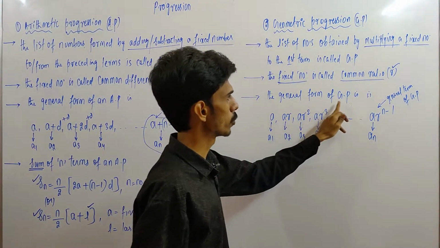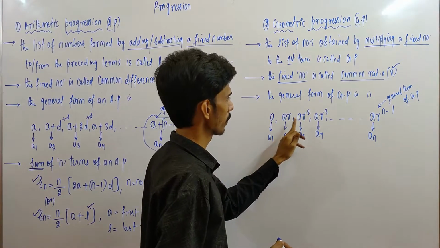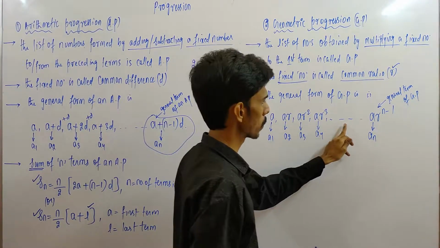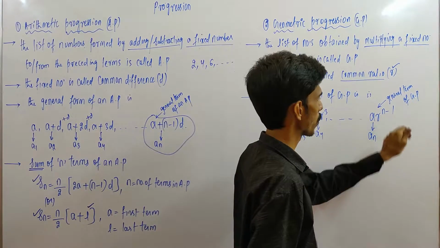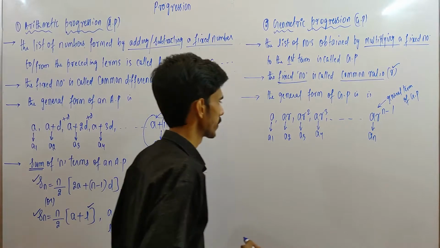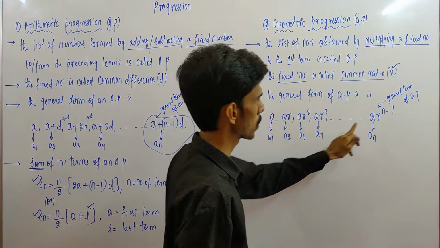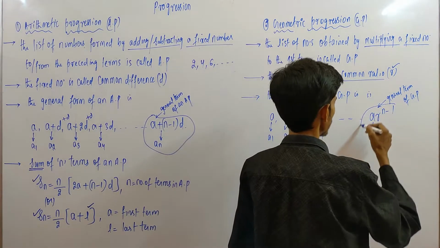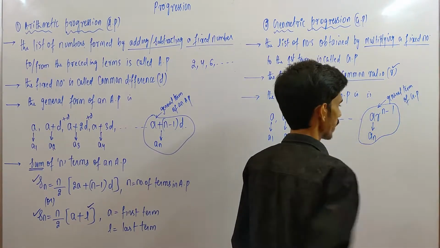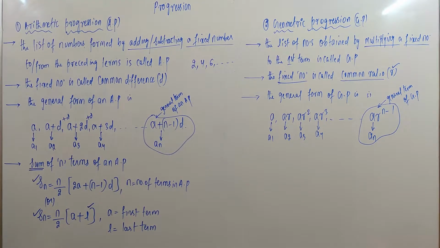The general form of geometric progression is a, ar, ar square, ar cube, and so on, up to ar power n minus 1. This term is the general term of geometric progression. We denote the first term as a1, a2, a3, a4 and so on, an. This is the general term of geometric progression. This is the comparison given between AP and GP. You have to remember these formulae.